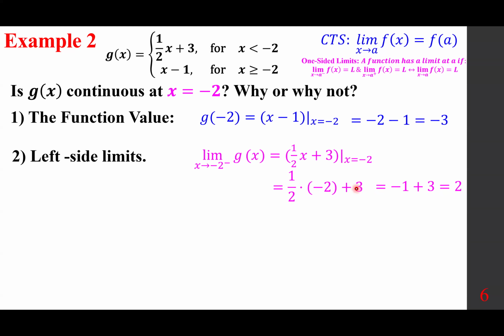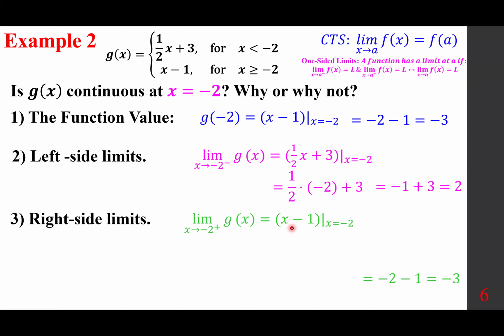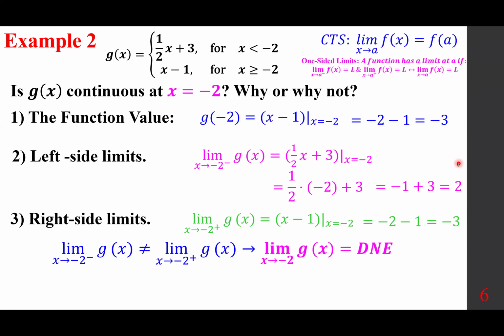I also look at the right side limit. By that, we need to look at x larger than negative 2, which means I have to use the second piece. If I plug in negative 2 here, the answer is negative 3. So clearly, the limits from the left and right are not equal. Therefore, the limit of g of x as x approaches negative 2 does not exist. And therefore, the function is not continuous at x equals negative 2.